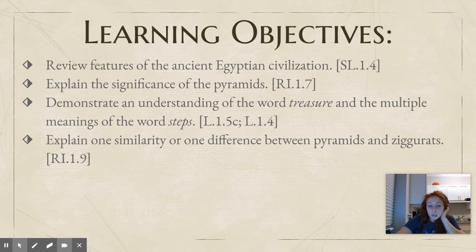All right, let's check and make sure we went over our learning objectives. We reviewed features of the ancient Egyptian civilization. We explained the significance of pyramids. We were able to demonstrate an understanding of the word treasure and the multiple meanings of the word steps. And we were able to explain a similarity and a difference between pyramids and ziggurats.